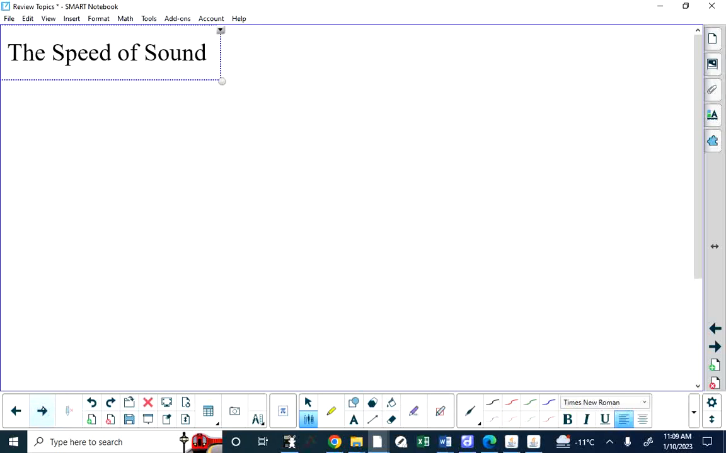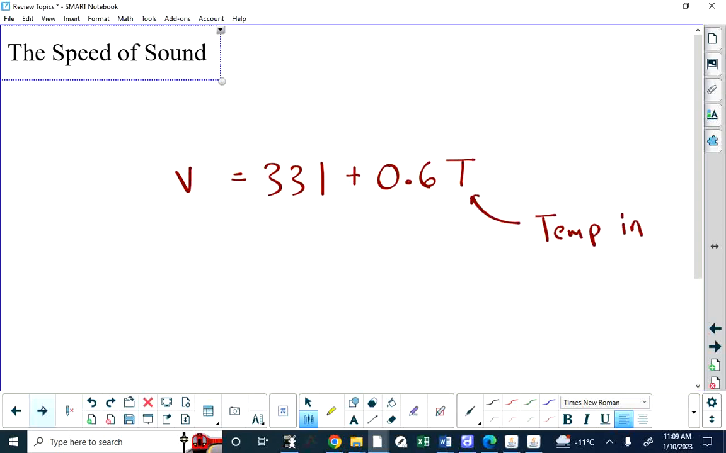Speed of sound. You do not need to understand why, because it is quite complicated actually. It's not a simple explanation. But this is the formula that we can use to calculate how fast sound is traveling in air based on the temperature. So this is the temperature in degrees Celsius, and this is the speed of the sound.